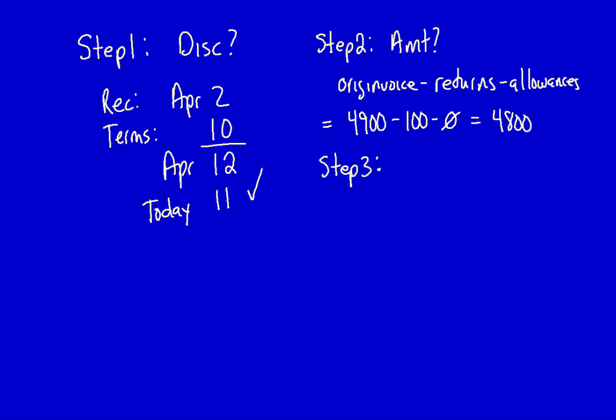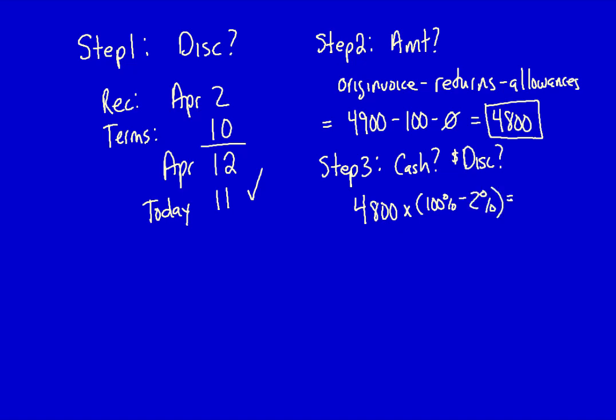Step 3. How much cash are we going to pay? And what's the amount of our discount? We take the accounts payable amount from step 2, multiply it times 100% minus the discount, which remember is 2%, and that equals the amount of cash that we have to pay, $4,704. What is the dollar amount of the discount? Take the amount of the accounts payable, $4,800, subtract the amount we're going to pay, $4,704, and that will tell us that the amount of the discount is $96.